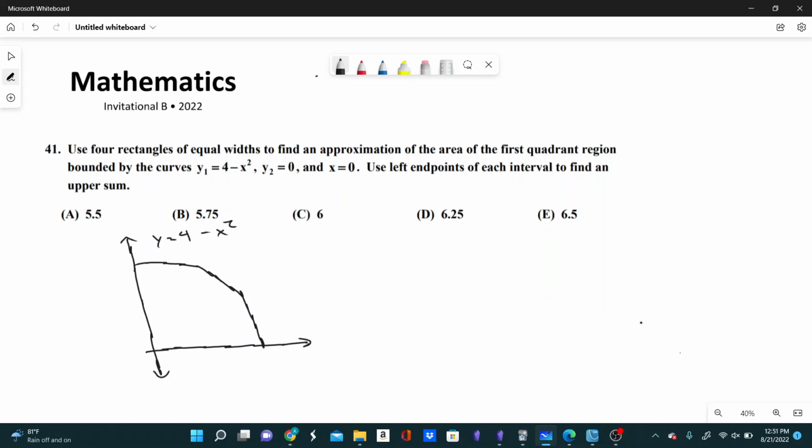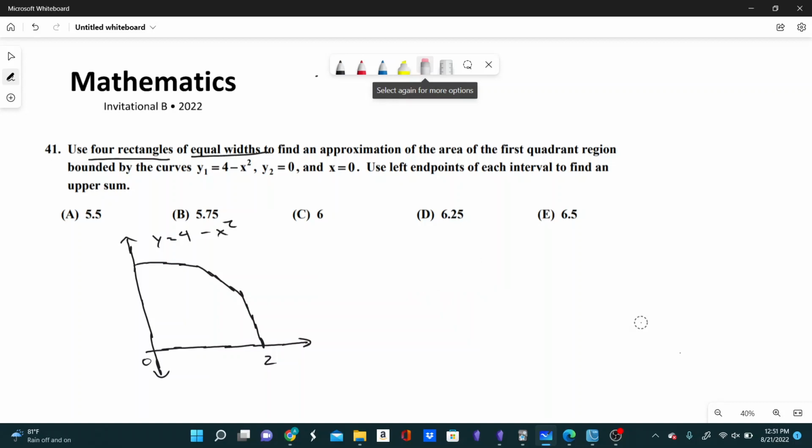And then it says use left endpoints of each interval to find an upper sum, and we're using four rectangles. So they're going to be equal widths, and the first thing we have to do is find the width of each of these. So if you have 4 minus x squared, then this endpoint over here is 0. And then we have to find when 4 minus x squared is equal to 0. Well, this is pretty straightforward. If 4 minus x squared equals 0, then 4 is equal to x squared, and so take the square root of both sides. So x is equal to 2. Obviously, there's also x equals negative 2, but that's not going to be over here. It's going to be in this part. So this is at 2.